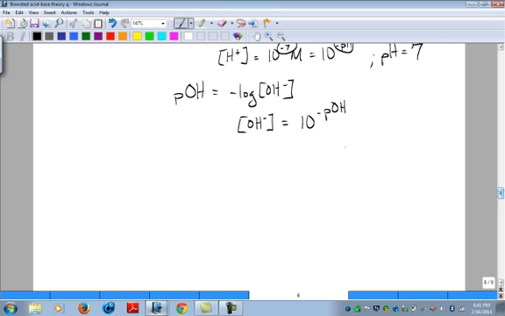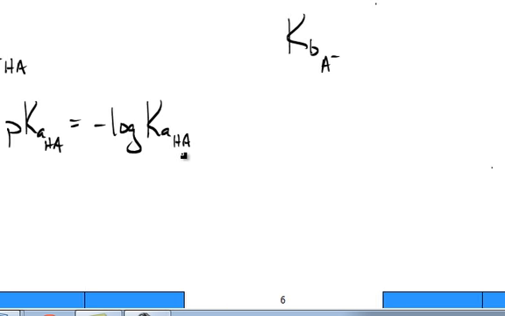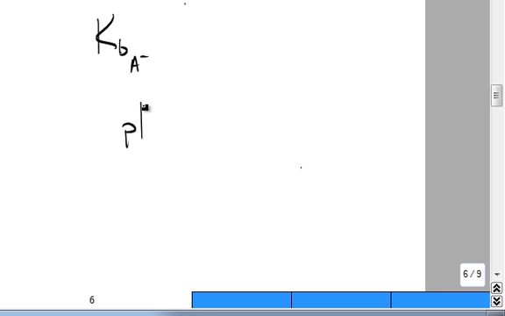Oftentimes, equilibrium constant values for acids, Ka of some acid HA, or Kb of some base A-, oftentimes the numbers are incredibly small, so we want the convenient pKa term. So pKa of an acid HA is just negative log of the equilibrium constant value, often called the ionization constant for that acid, and pKb will be negative log of Kb.